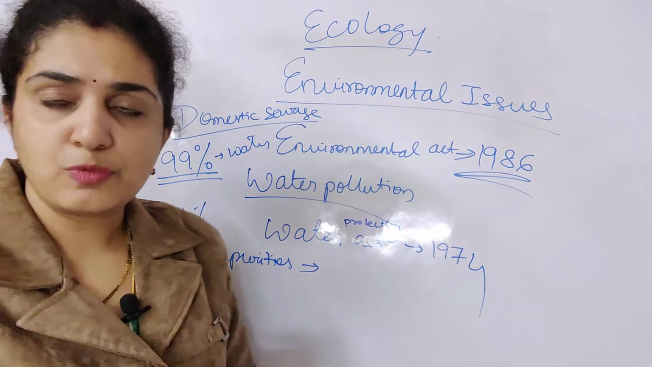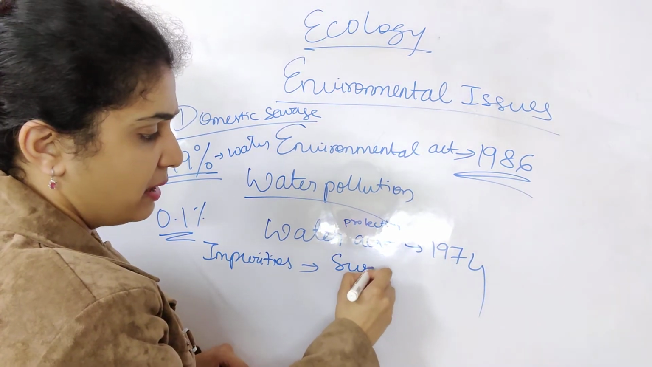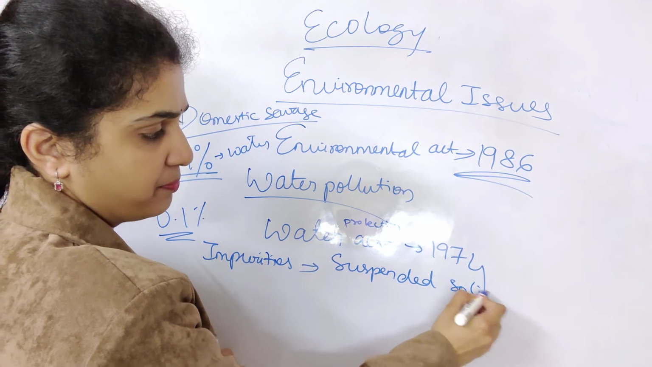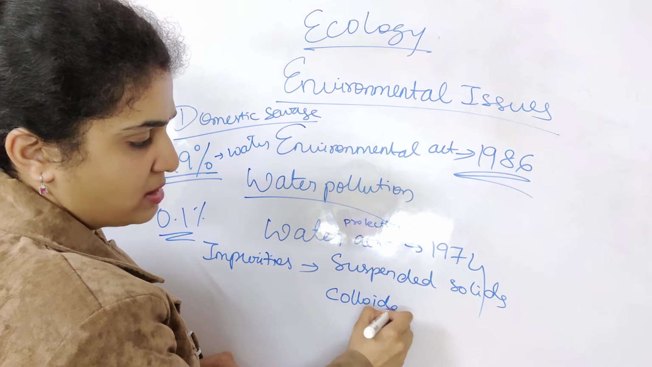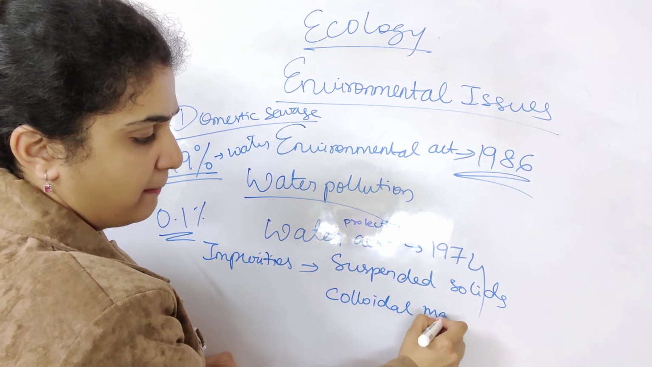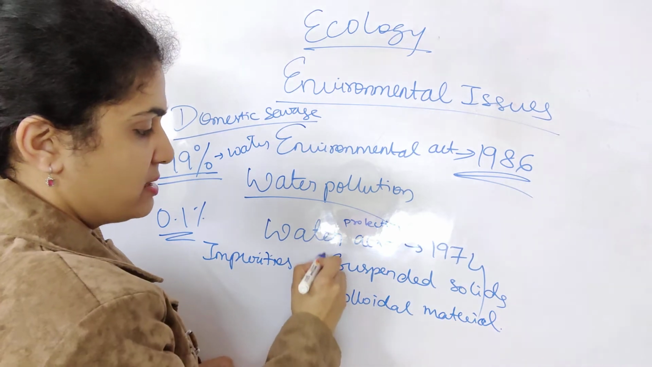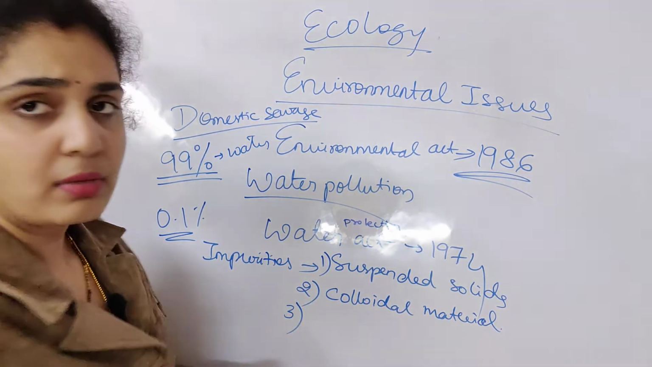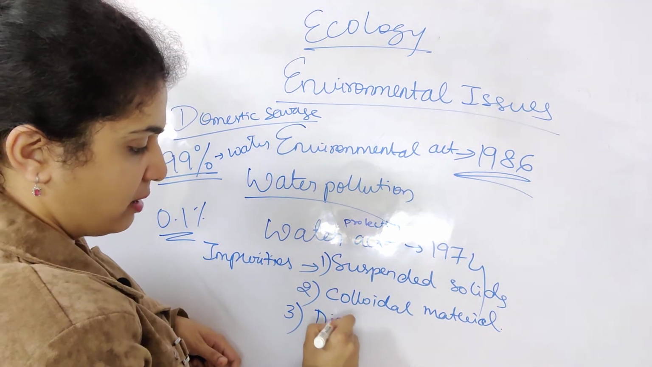So what are the impurities basically associated with it? There are three types of impurities. One is suspended solids. The second one is colloidal material. Then the third important one is dissolved particles.